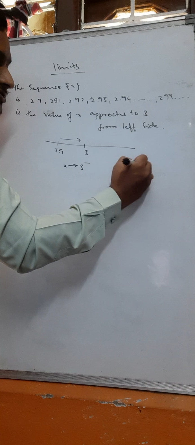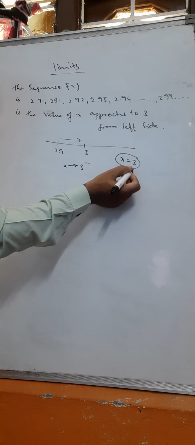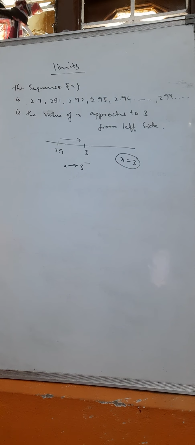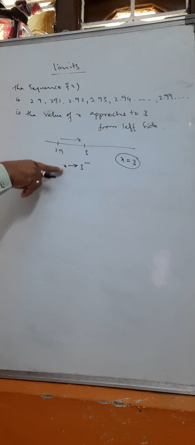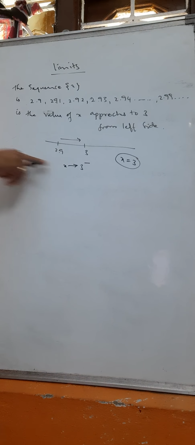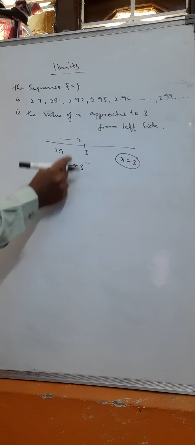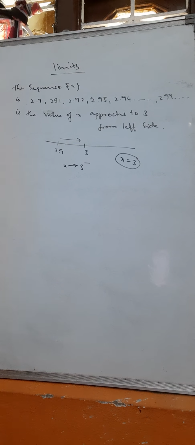Here x is not exactly equal to 3. What is the meaning of x is tending to 3 minus? It is x approaching 3 from left side. So it may be a near value of 3 from left side.